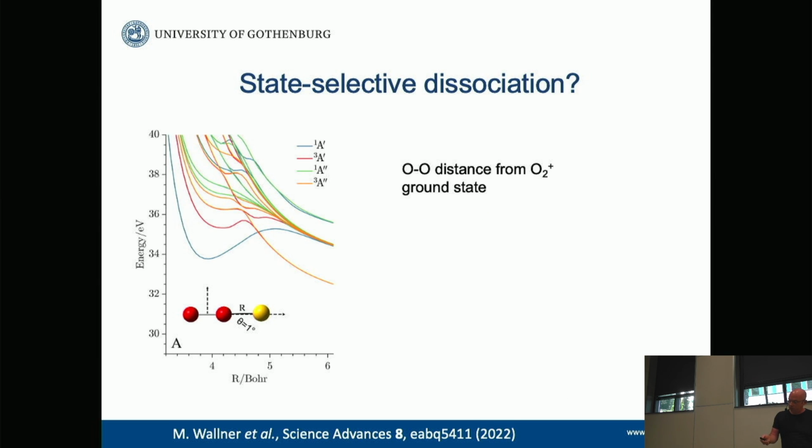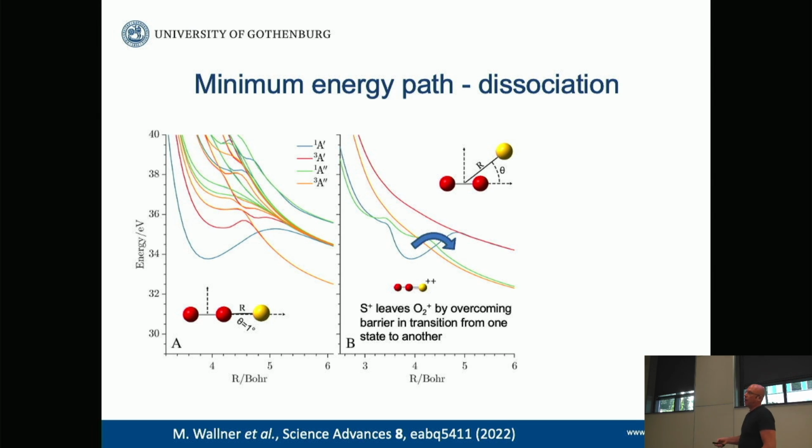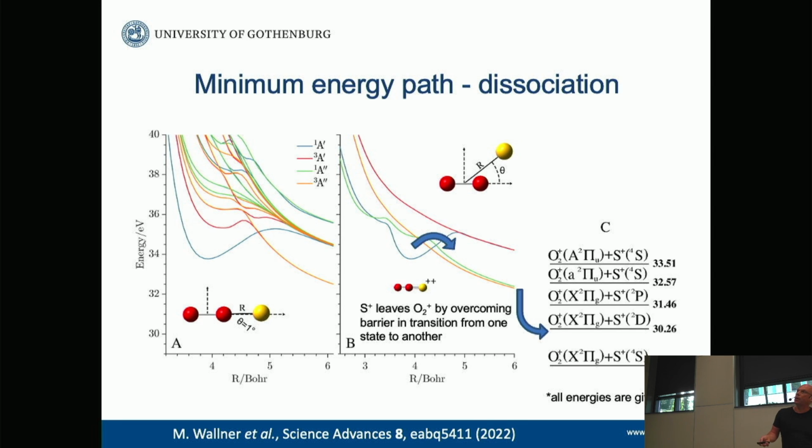And then the next question was the state selective dissociation. You know how to get there, and it's again the same sort of concept. One uses a minimum energy path, and what they find then is basically that the sulfur atom in this sort of geometry here will leave the O2 plus behind by overcoming a barrier, and it goes from one state into the other. And it's then actually the fragments which are created: the sulfur plus atom will not be in the ground state, it will be in an excited state.